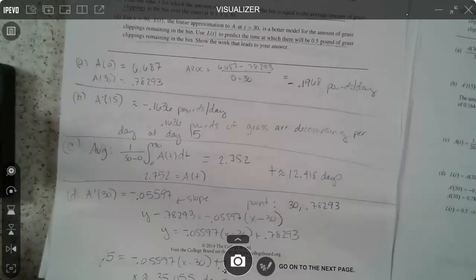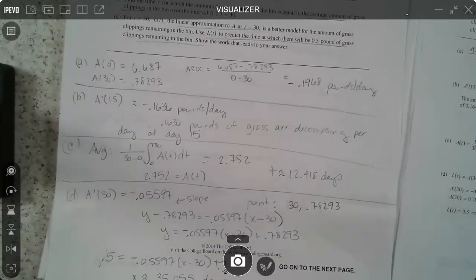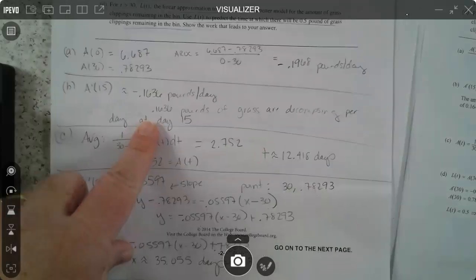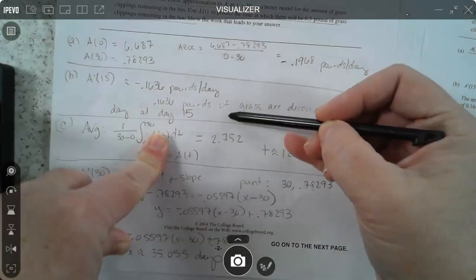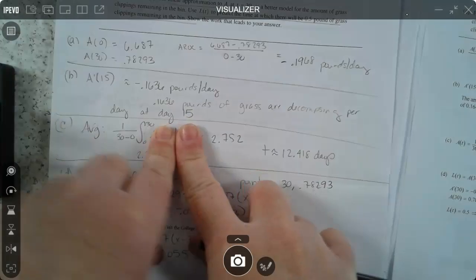So several of you are having trouble putting it in your calculator and letting the calculator do this work for you. This one's 2 points altogether. You got 1 point for the derivative itself at 15. Then you got a point for your reasoning. Now look carefully at the reasoning.